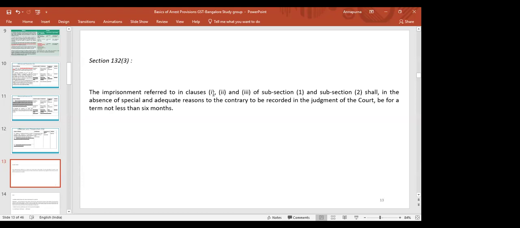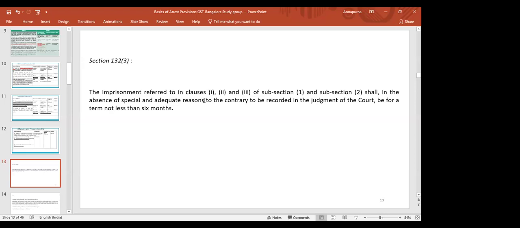So it is taking from clauses 1, 2, and 3, sir. So that is my understanding. Wherever, for example, if it is above 5 crore and I want to imprison a person, it should not be 1 or 2 months. It should be at least 6 months in that aspect, right, sir? Unless special or adequate reasons are given against that offense.